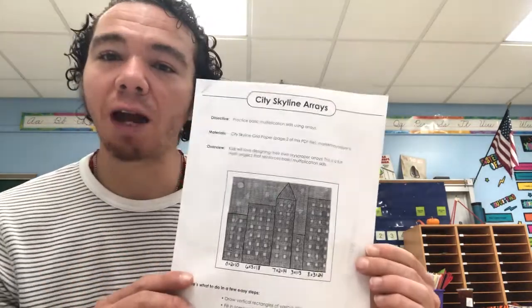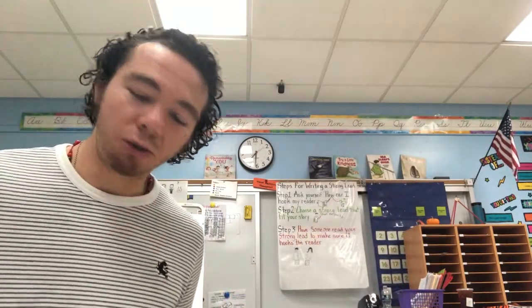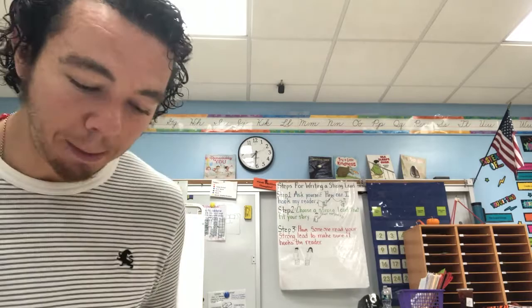Okay. During Module 1, we learned about arrays. An array is an arrangement of objects in equal rows. And you have an activity called City Skyline Arrays. So the purpose of the activity is to practice your multiplication skills using arrays.